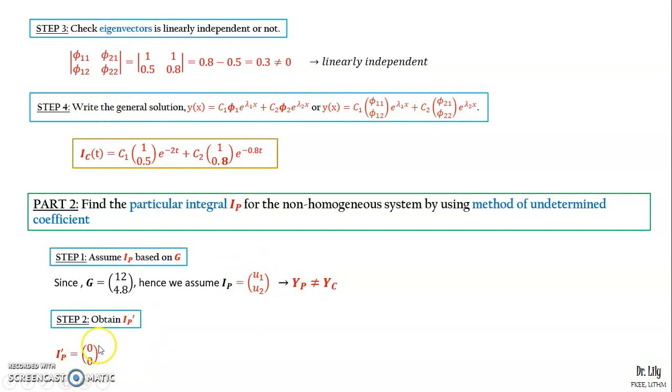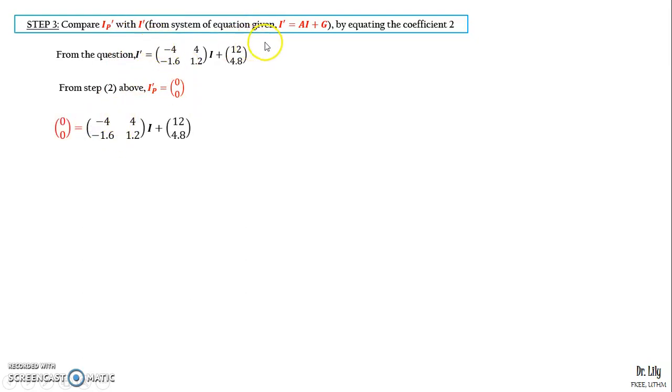Alright, so dah dapat IP prime, kita boleh move to the next step, which is kita kena compare IP prime kita dengan I prime yang diberi dalam persamaan. So, daripada circuit tadi, you modelkan this equation kan, you dapatkan equation ni. And then, daripada step yang tadi, you dapat IP prime sama juga dengan kosong dan kosong. Ganti nilai IP prime ke dalam ini. Okay, so you dapat kosong ni sama juga dengan persamaan ini.